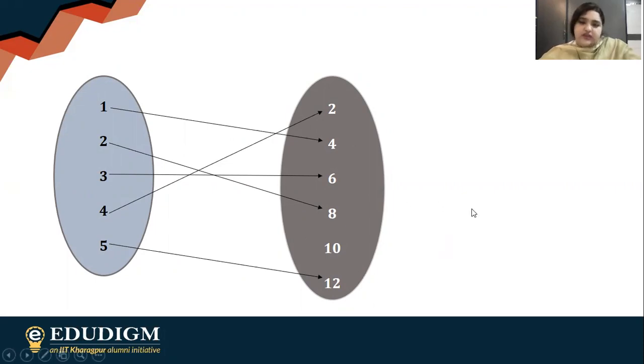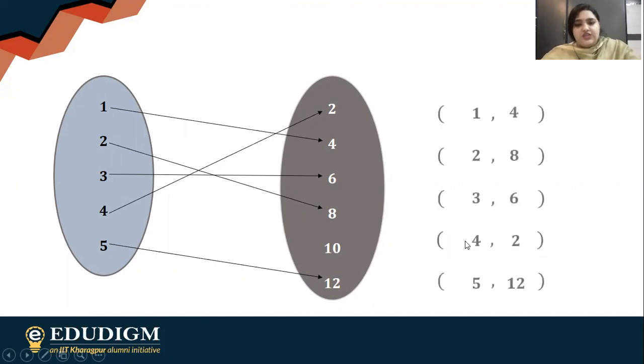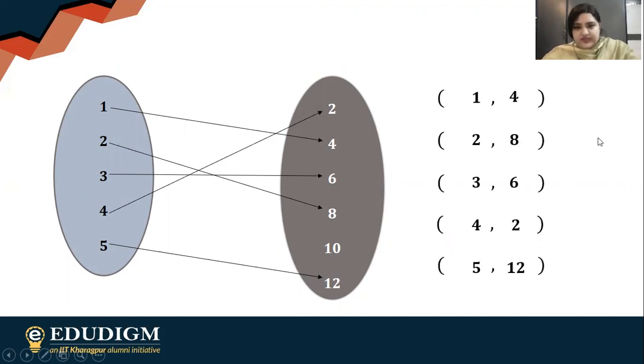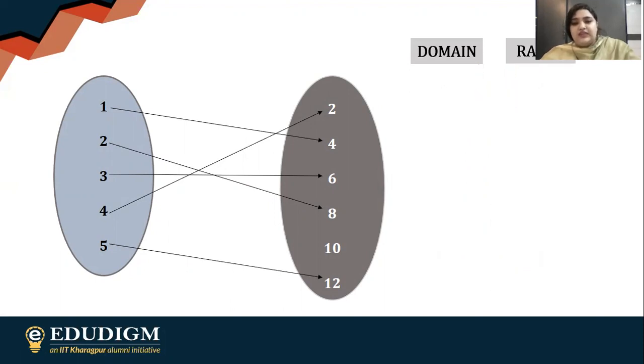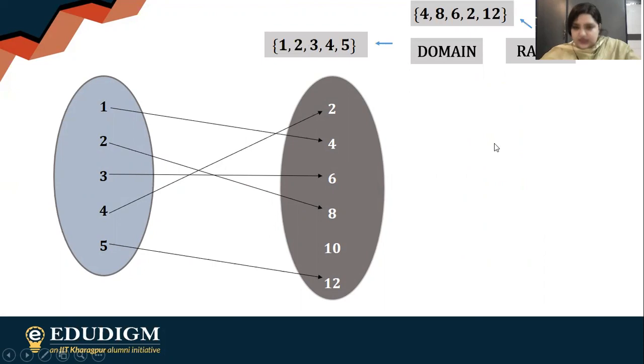Look at this arrow diagram here. You know that you can actually represent the possible ordered pairs like this. Now, if you look at the first components and jot them down, you basically get the domain. Similarly, if you look at the second components and jot them down together, you will get the range. So in totality, the domain is nothing but a list of first components, whereas the range is the list of second components.